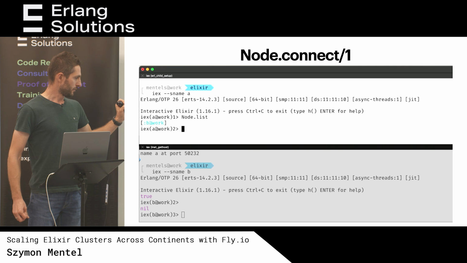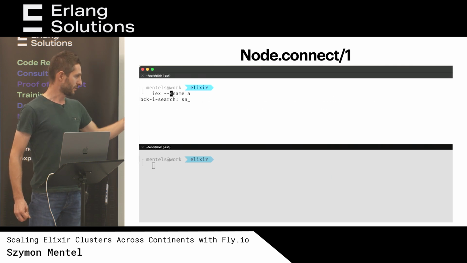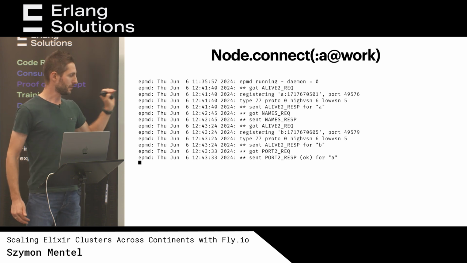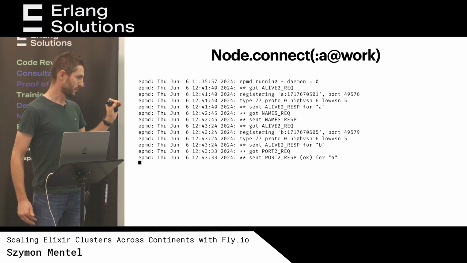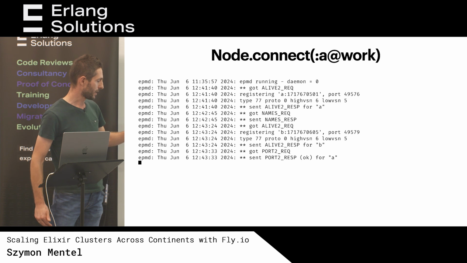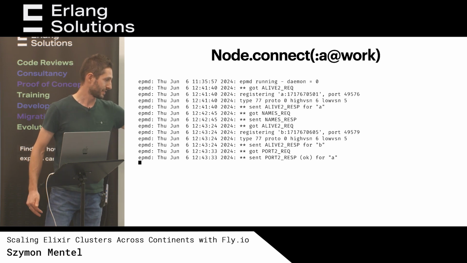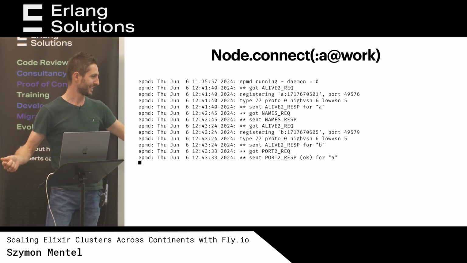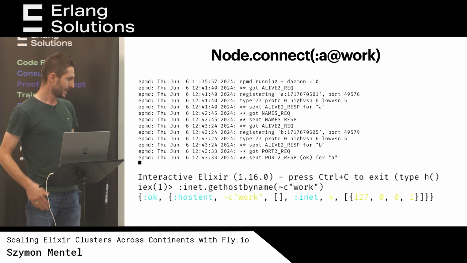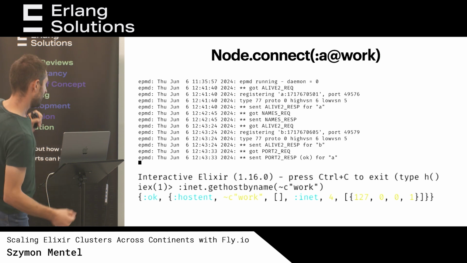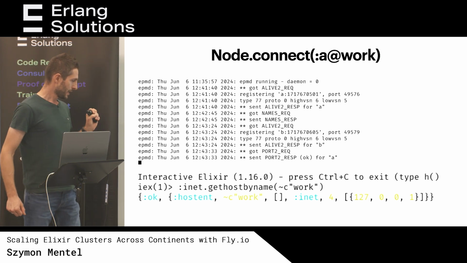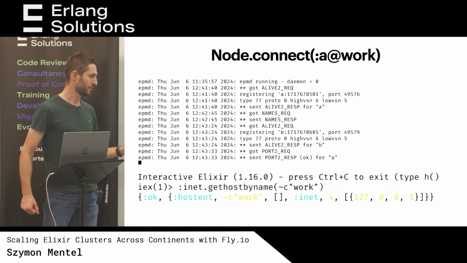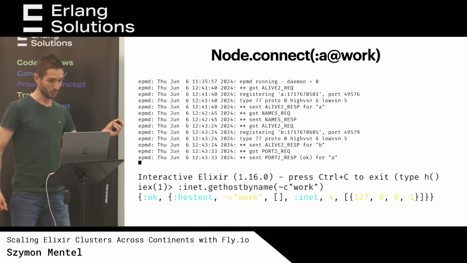And now in the first node, I can see that I'm clustered with B. And to look at the details a little bit more, this is the debug log from EPMD, and I won't go over it. What's interesting is that at the very end of this log, we can see that EPMD got a port 2 request, and this is where node B asks for the port on which node A listens so that it can connect, and EPMD returns the port in the response. And at the very bottom, node B is able to resolve the work host name by calling inet gethostbyname, and it resolves to localhost, the loopback interface.